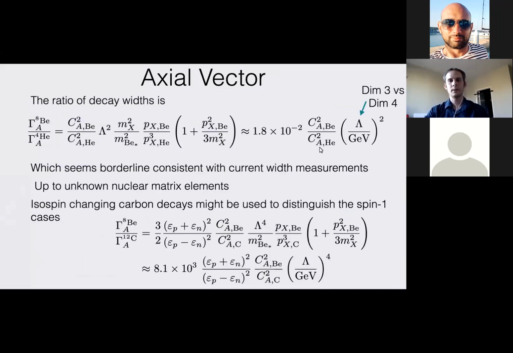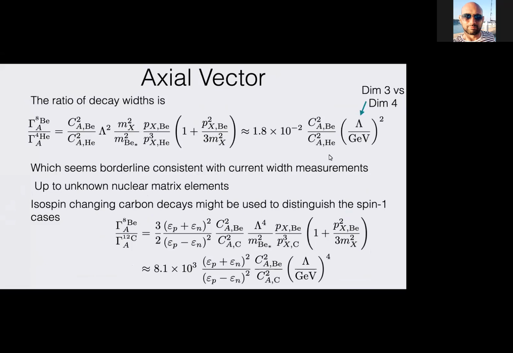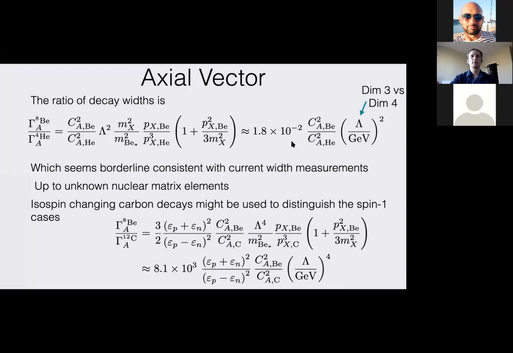Here you find again, up to some unknown coefficients of these currents and the scale of lambda, that there's about a factor of 100 between the two decay widths, which again does not seem to align so much with experiment, but considering the uncertainties is perhaps borderline consistent. And so perhaps worth some further interest.